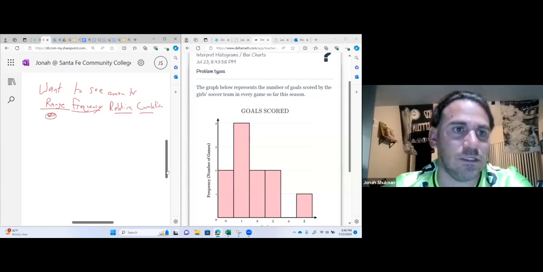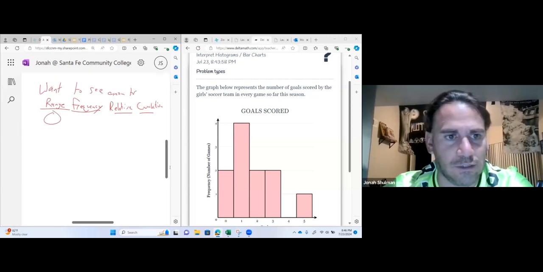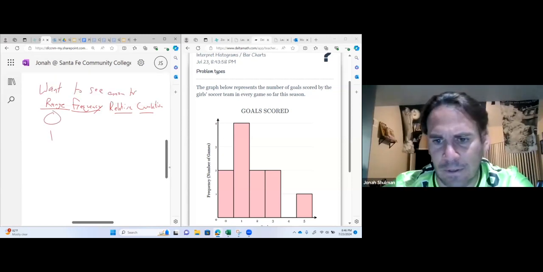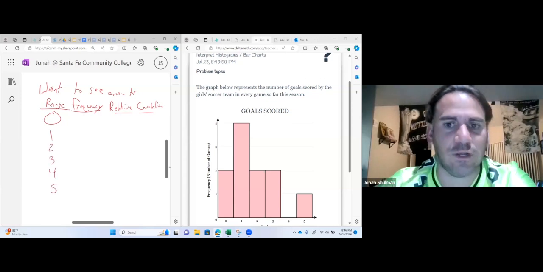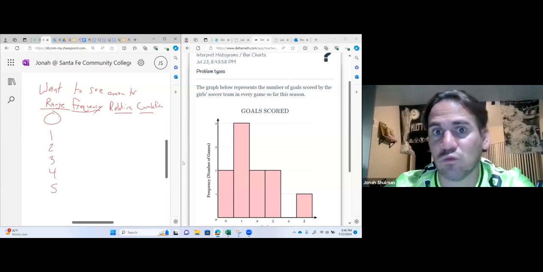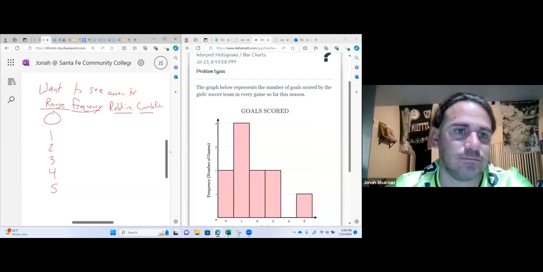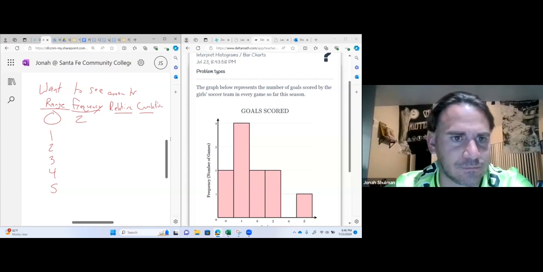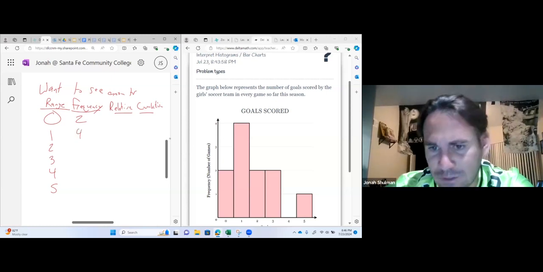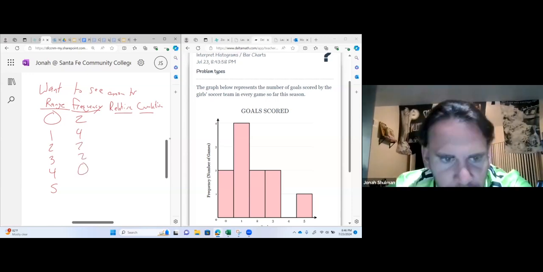Oh God, that is the ugliest 0 I've ever drawn. All right, let's go with it. 0, 1, 2, 3, 4, 5. Okay, how many zeros do we have? This is what the histogram's used for. We've got 2 zeros. How many ones do we have? We have 4 ones. How many twos do we have? We have 2 twos. We have 2 threes. We have 0 fours, and we have 1 five.